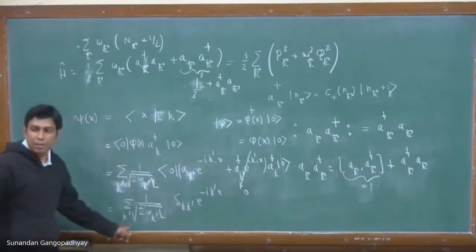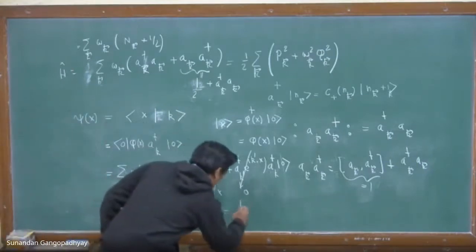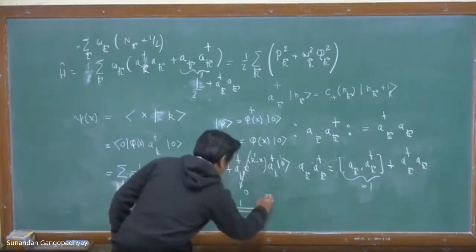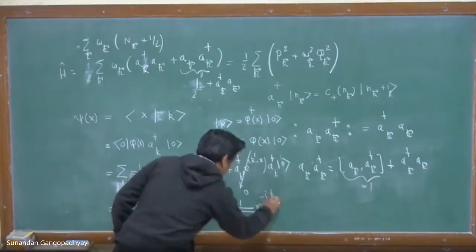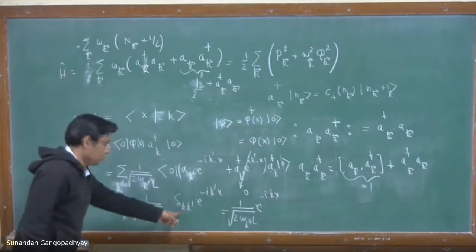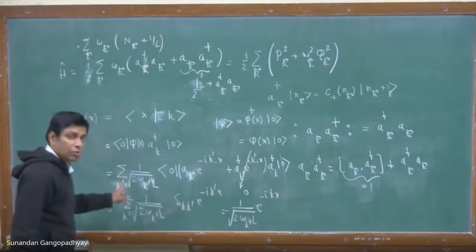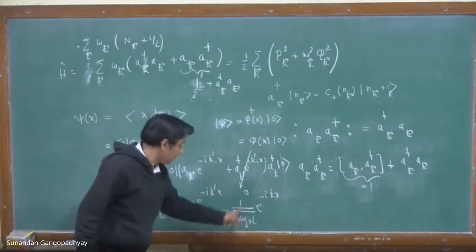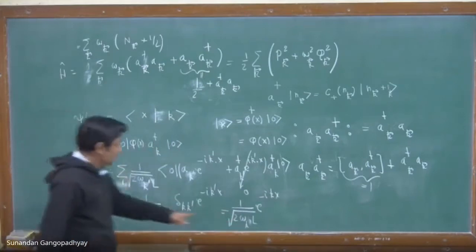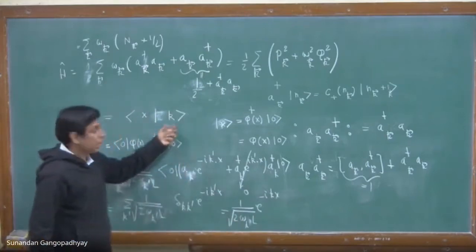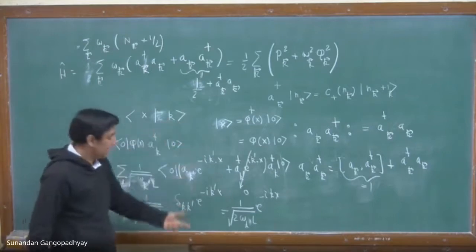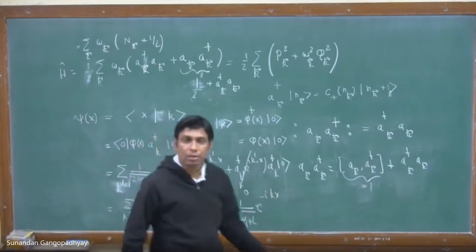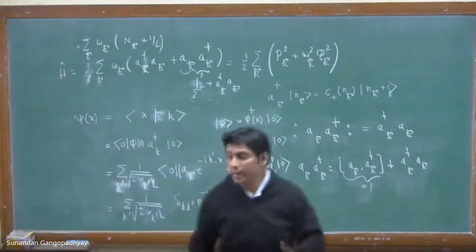Now you can perform the summation. Because k prime contributes only when k prime is equal to k, the summation over k prime goes away, and all the k primes get replaced by k. Therefore, you will get 1 by square root of 2 omega k L, times e to the power of minus i k x. So we have the result, the wave function psi of x for a state with momentum k. It is a single particle state. This is the same wave function that you get in ordinary quantum mechanics when you normalize, and this state is normalized.